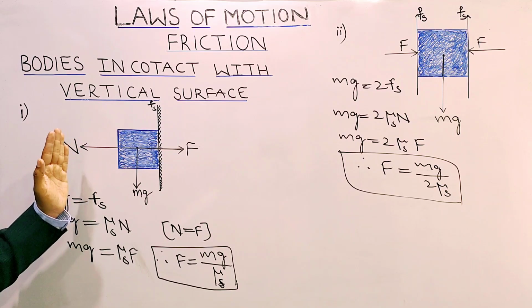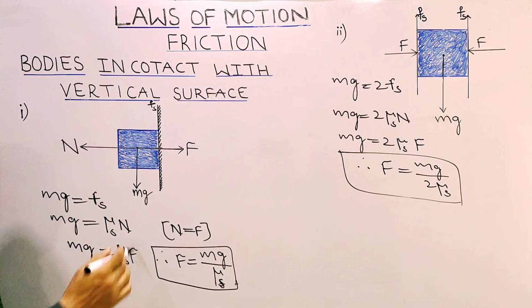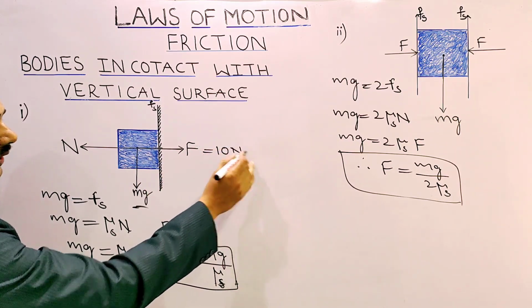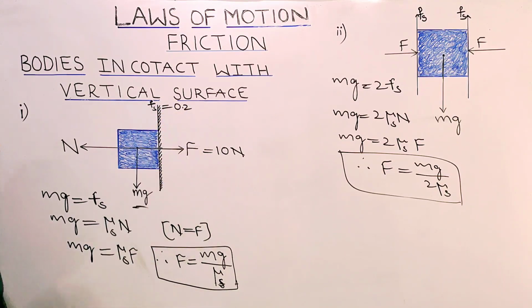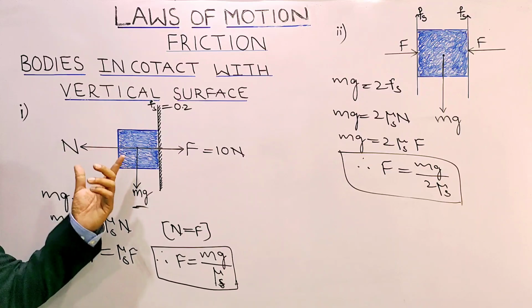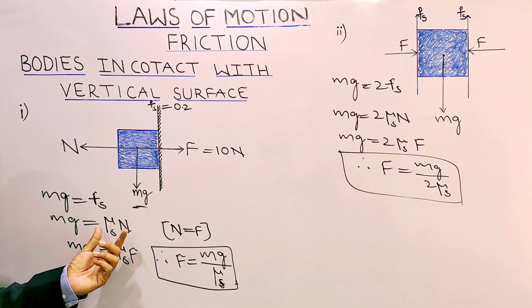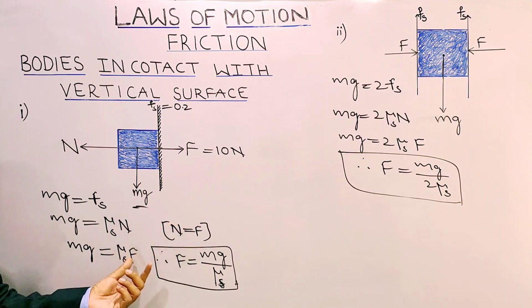Then the coefficient of friction is also given, 0.2, and they are asking for the weight of the block, meaning mg. So just now we did it: mg equals what? Downward force equals upward force, Fs. Fs is mu s N. So mg equals mu s, and instead of N we can take F.